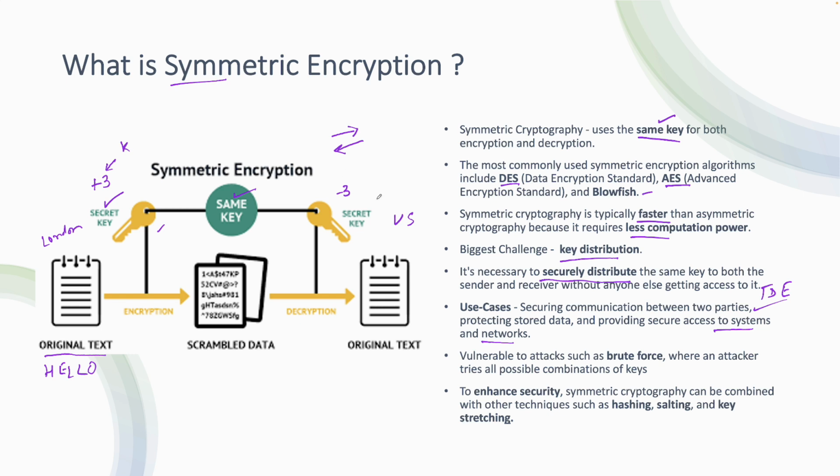Now, there are ways to enhance security, and symmetric cryptography can be combined with other techniques such as hashing, salting, and key stretching. That is quite important, and we will study all these features. What it is trying to say is that even though symmetric encryption is quite important and widely used, you can make it really strong if you use it along with other techniques. You can use a hashing algorithm, and you can even use salting and key stretching as well. We will be studying these in more detail in the upcoming chapters.